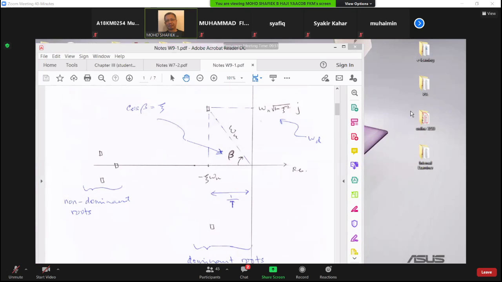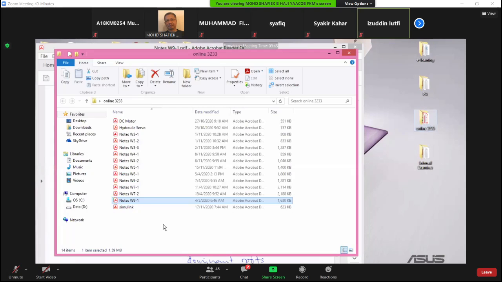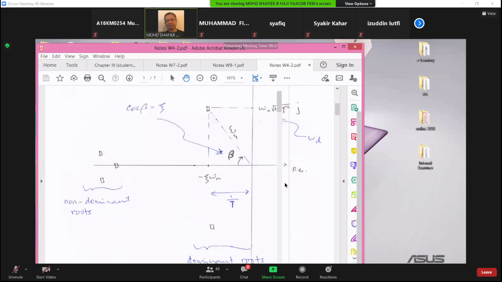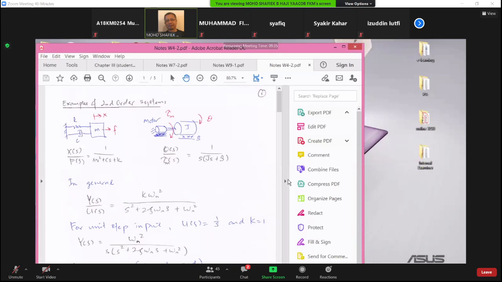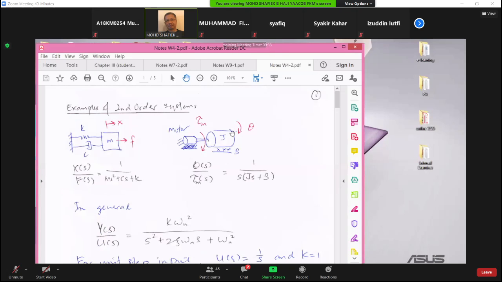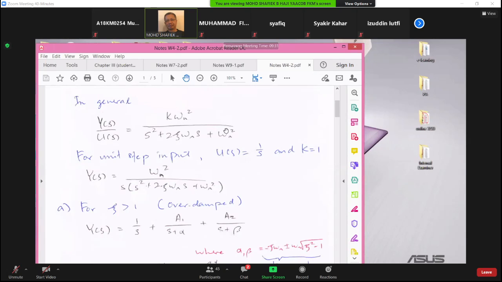Hopefully I can find the correct notes. Sometimes you have to wait. I guess this one, wait for a second. Okay, so this is our second order system. If you look back, see, this is the second order system.